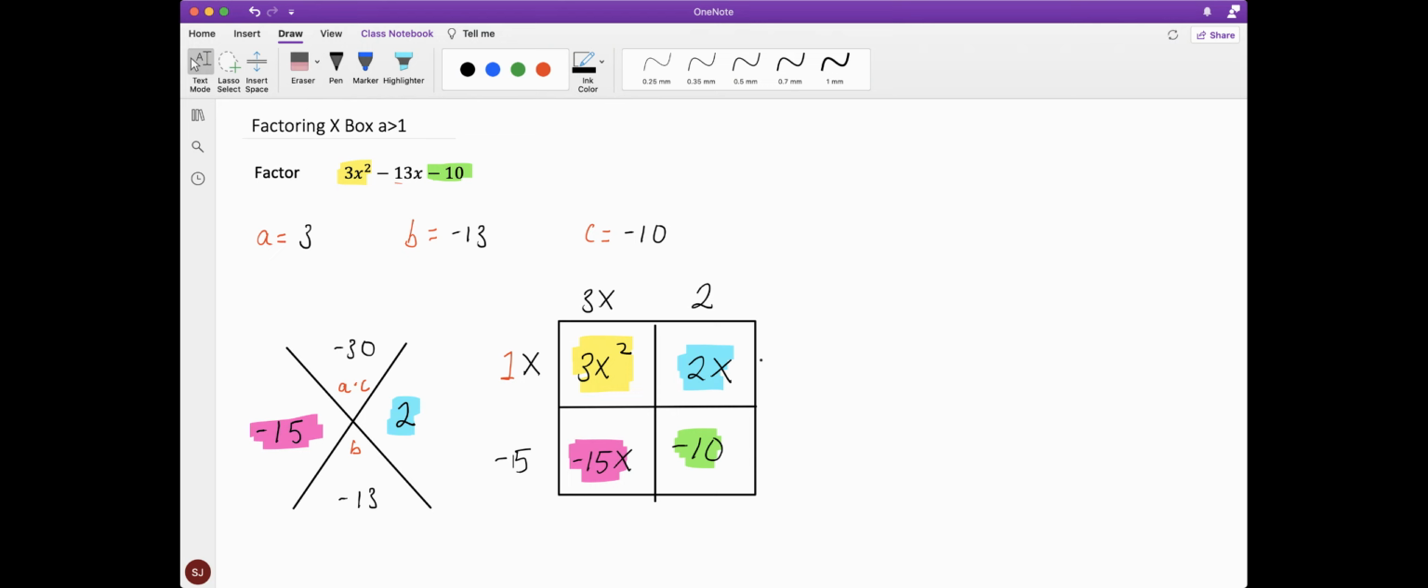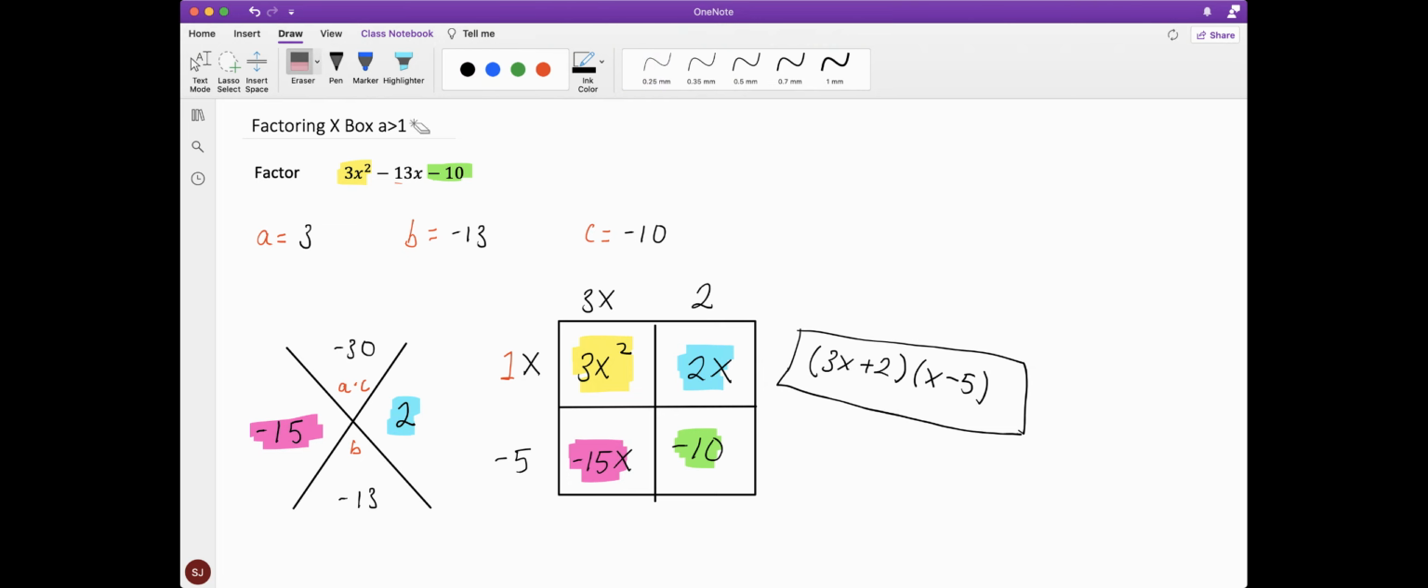And then you just write your answer together. The top is 3x plus 2. The side is 1x, or just x, minus 5. And there we go. There is our answer. Sorry, it is lopsided. And then we're finished. Just one thing.